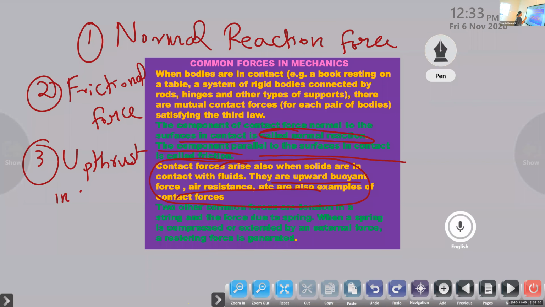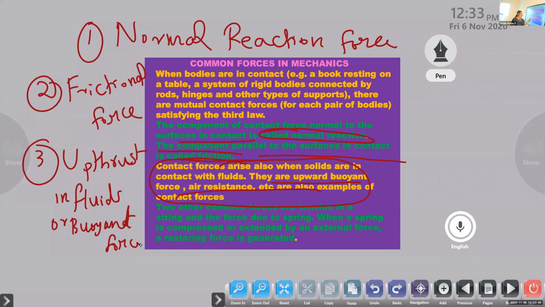Upthrust in fluids, or we call it buoyancy or buoyant force. I think we also studied this in 9th standard. The 9th standard textbook is mechanics, part of mechanics. So that's what: upthrust in fluids, or buoyant force.